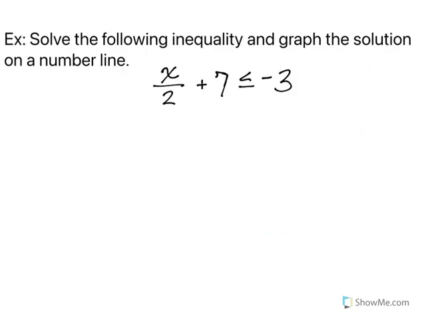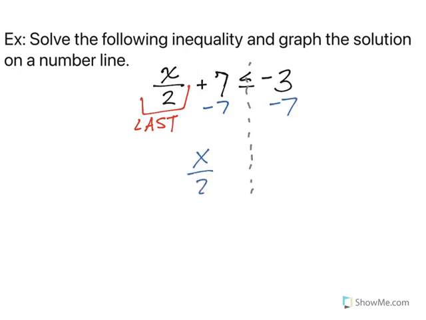Okay, let's do a couple more. Solve the following inequality and graph it. X over 2 plus 7 is less than or equal to negative 3. So again, I put my dotted line. I'm a big fan of showing all of the work because then I make fewer mistakes. So the variable portion is the last thing I do. That means I want to get rid of a plus 7. So the opposite of plus 7 is minus 7.